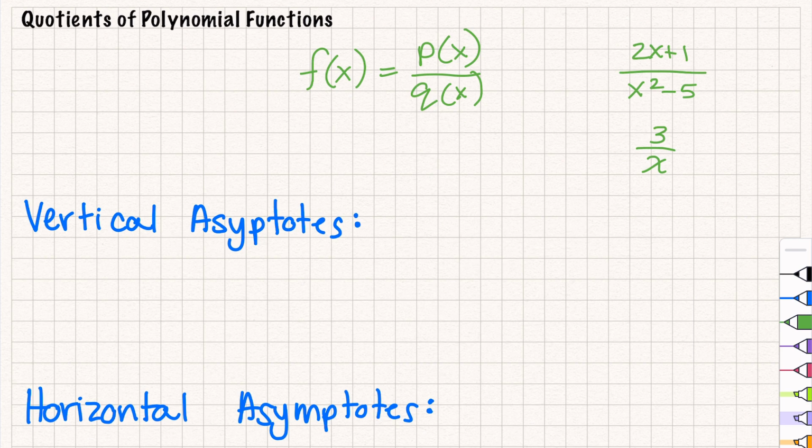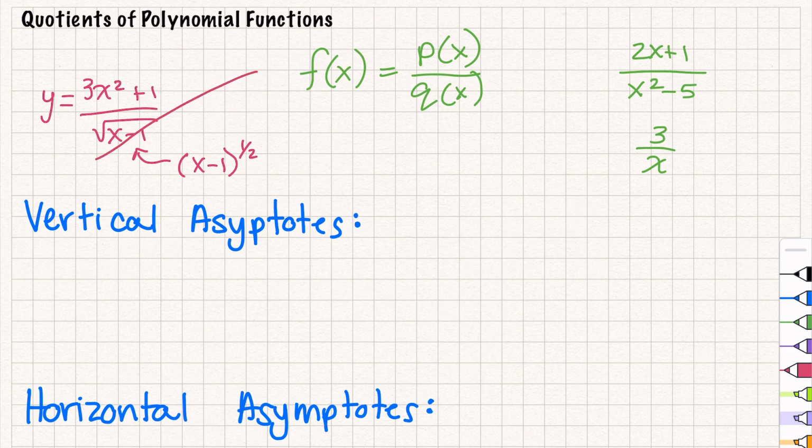However, if I had y equals (3x squared plus 1) over the square root of (x minus 1), this is not a polynomial because if I rewrite this, it's (x minus 1) to the power of 1/2, and 1/2 is not a natural number, so this is not a polynomial function.